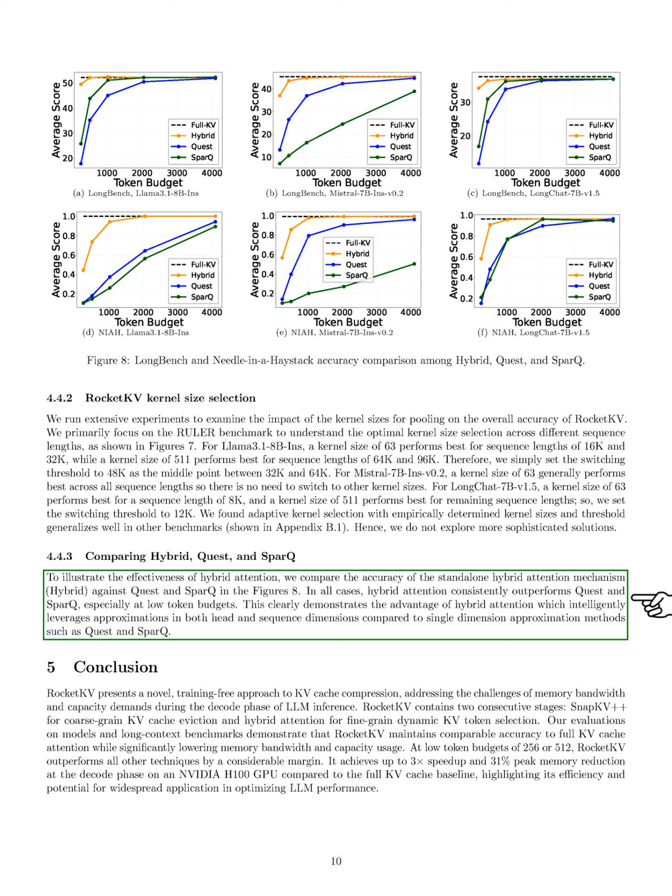Finally, we compared the accuracy of the standalone hybrid attention mechanism against Quest and Spark. Our results, shown in the figures, indicate that hybrid attention consistently outperforms both Quest and Spark, especially at low token budgets. This highlights the benefits of hybrid attention, which effectively utilizes approximations in both head and sequence dimensions, unlike the single-dimension methods used by Quest and Spark.